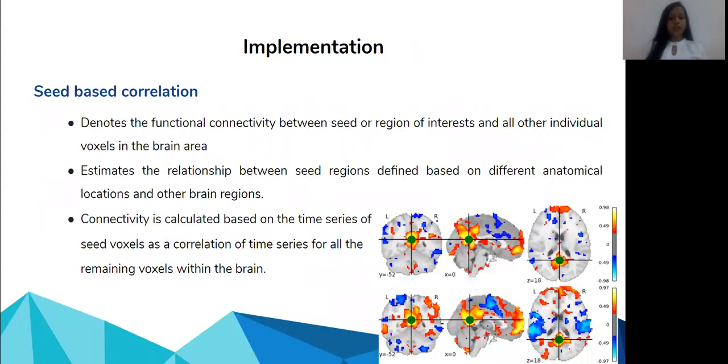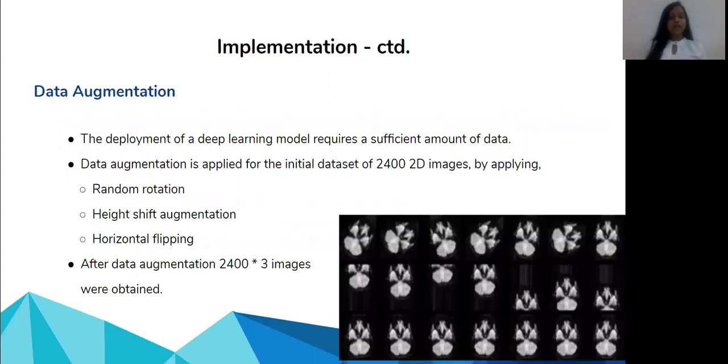Then for the implementation, we have applied seed-based correlation for feature extraction. It denotes the functional connectivity between seed or region of interest, and it estimates the relationship between seed regions defined based on different anatomical locations and other brain regions. The connectivity is calculated based on the time series of seed voxels. Then the significance of the research comes in the data augmentation. We have done the data augmentation by random rotation, height shift augmentation, and horizontal flipping.